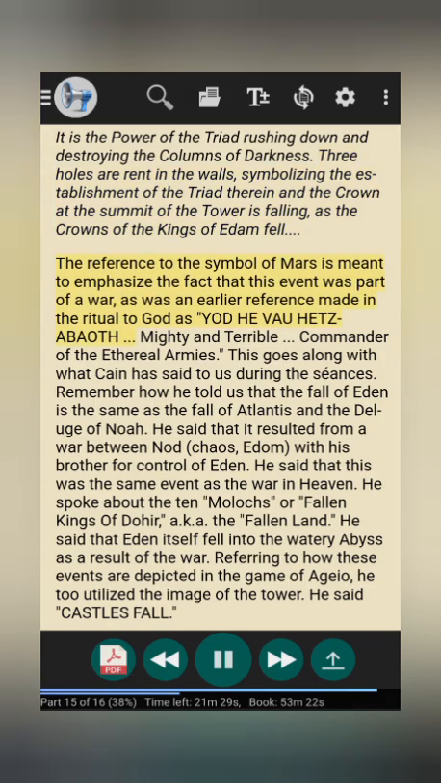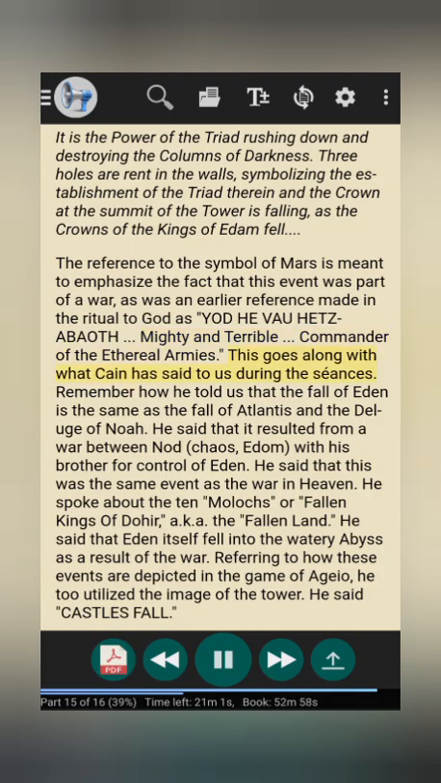The reference to the symbol of Mars is meant to emphasize the fact that this event was part of a war, as was an earlier reference made in the ritual to God as Yod-He Vav-He Tzabaoth, "Mighty and terrible, commander of the ethereal armies."